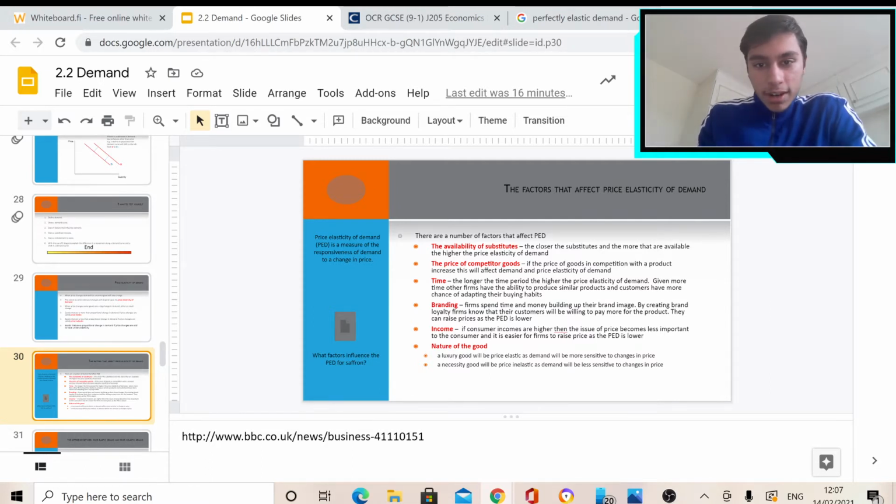Now time. The longer the time period, the higher the price elasticity of demand. Given more time, other firms will have the ability to produce similar products and customers will have more chance of adapting their buying habits. Well, this is very self-explanatory. If you give them more time, there will be an increase in the number of substitutes, because firms can produce similar goods in that time, right?